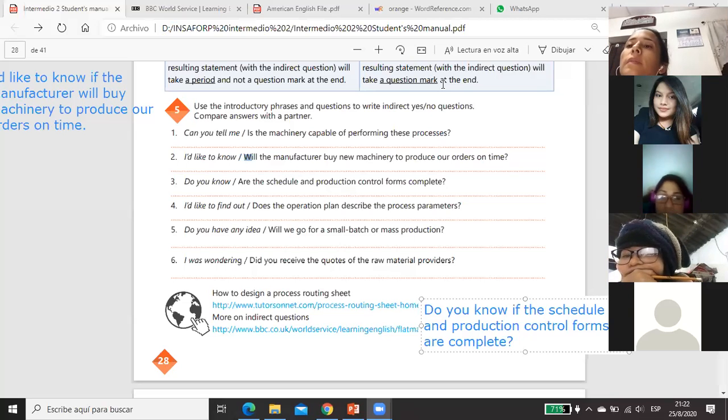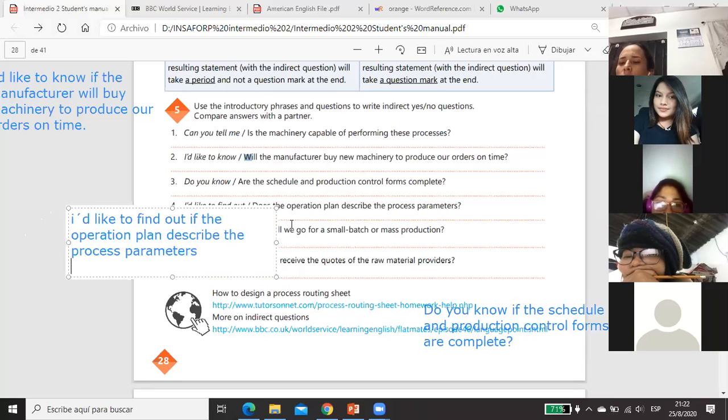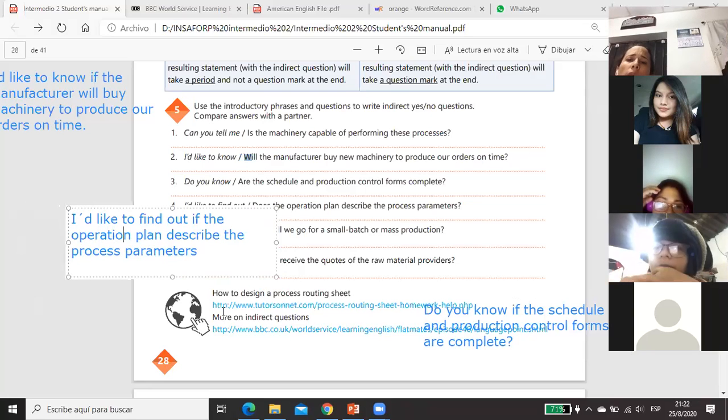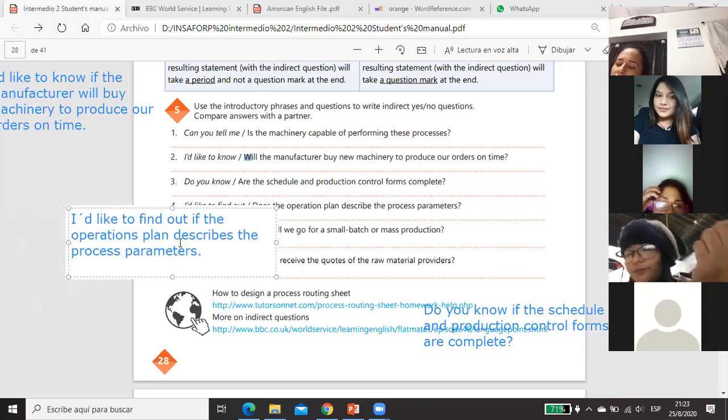Oh, I think Jonathan has it. If the operation plan describes... all right, look, Jonathan has this. You guys tell me if it's okay or not, or if it's missing something. Please tell me if it's missing something. ¿Le hace falta algo? Is it missing something? Describes, corporations. Plural. Okay, all right. That's good. Operations. And Mario said describes. Okay, why? Because it's like a sentence, all right? I'd like to find out if the operation plan describes the process parameters.